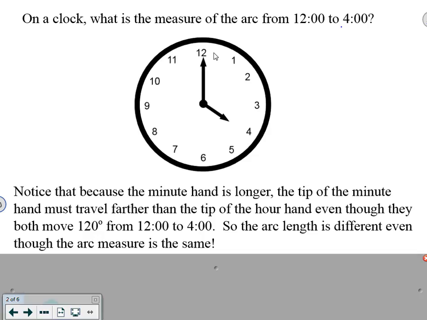The minute hand, that's this one. From 12 o'clock to 4 o'clock, it goes like that, right? The hour hand, though, if the hour hand were to start at 12 o'clock, it would start about right here, and it would go down to there. It's obvious that the blue arc is longer than the red arc, right? Their arc measures are both 120 degrees, but their arc lengths are totally different.